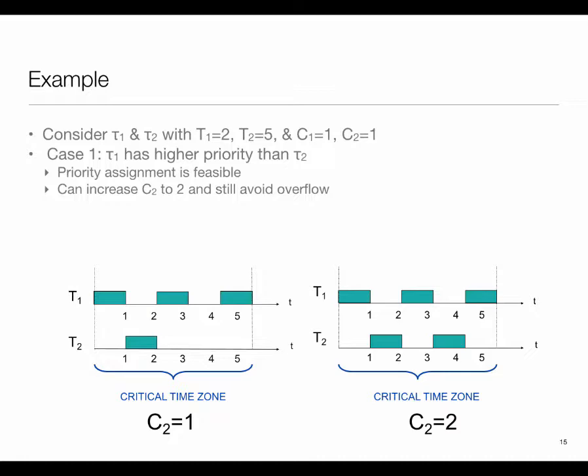What if C2 is more than 2? Can I meet the deadline? No, because I have no slack left at this stage. So this is called critical time zone analysis, and the critical time zone is basically from the point I came to the point I have to finish things.